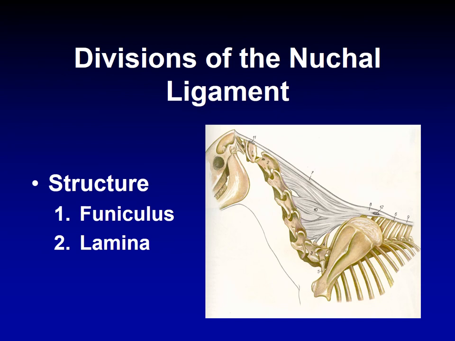The nuchal ligament consists of two parts. A funiculus nuchae, which is number 7, a cord-like structure. And a lamina nuchae, a sheet-like structure. A lamina nuchae and a funiculus nuchae. These are the two parts of the nuchal ligament, again to support the heavy head and to support the need for continuous flexibility.